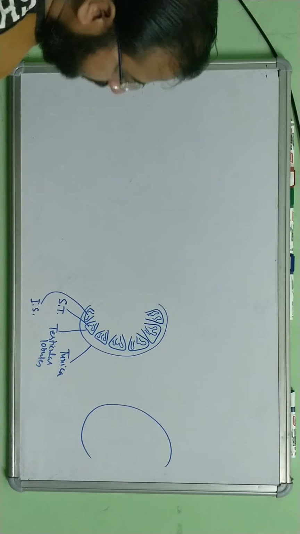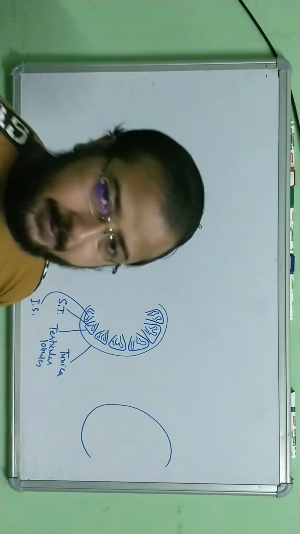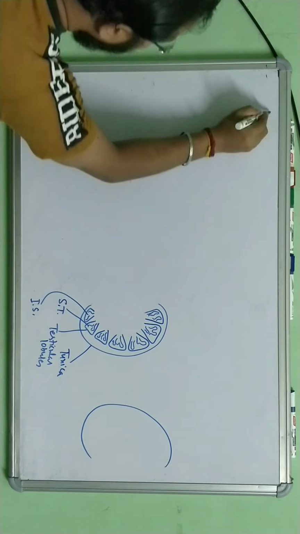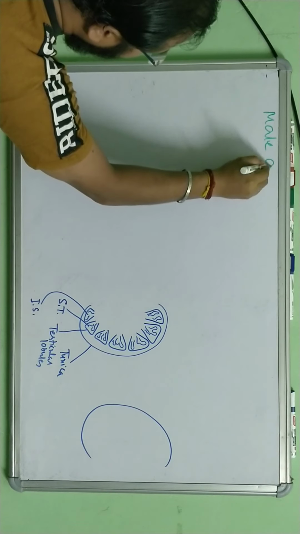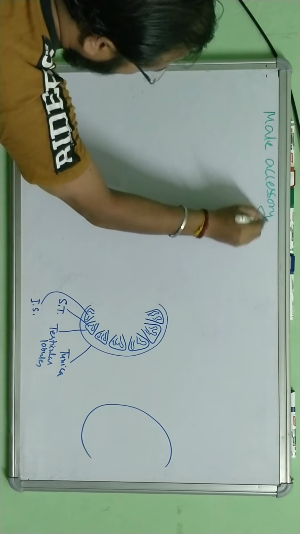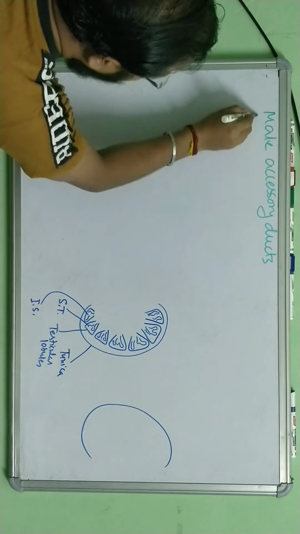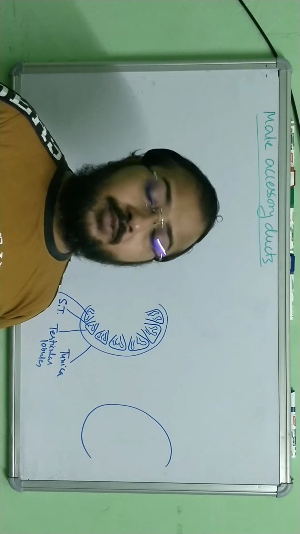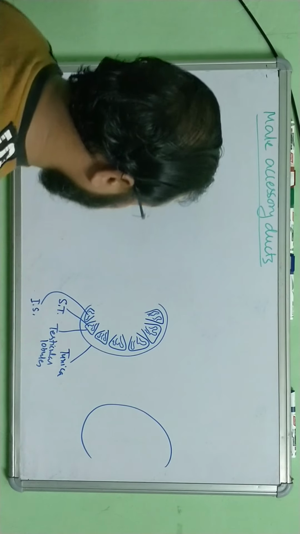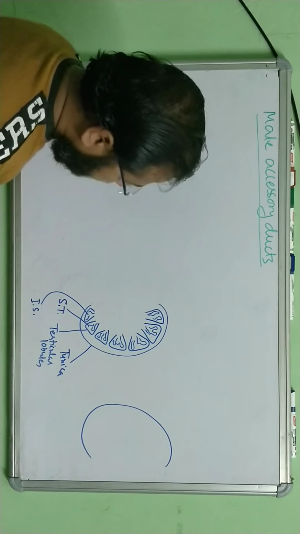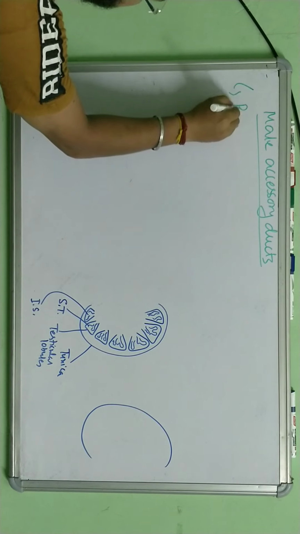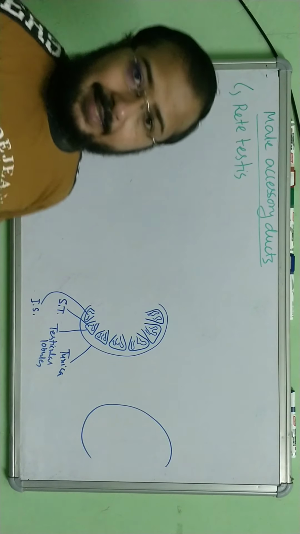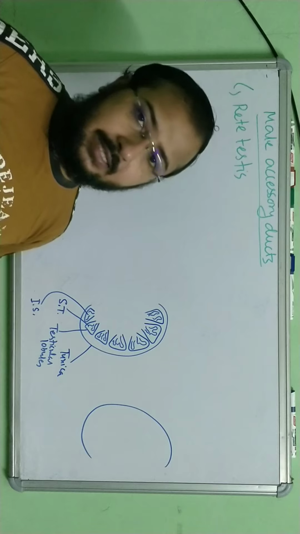Okay. Now I am going to use a separate color so that the next part will be identified easily. So it is the male accessory ducts. Male accessory ducts means the routes through which the transportation of the sperm, the male gamete, takes place. So the first option is the rete testis. Rete testis is the first duct that is there within the testis itself.